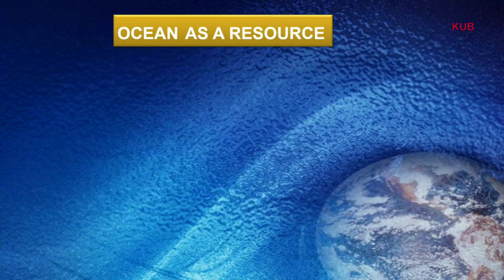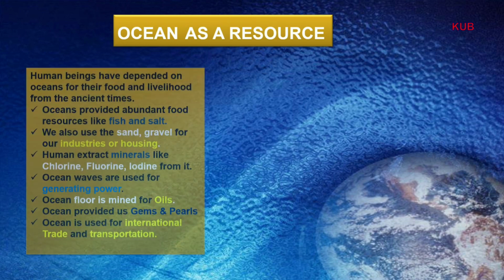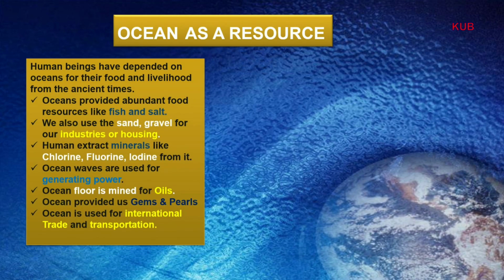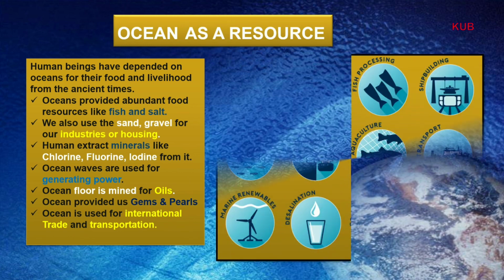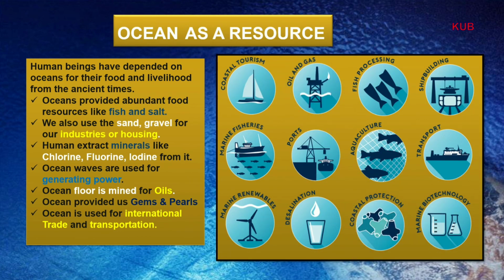Ocean as a resource. Let's discuss. Human beings have been dependent on oceans for their food and livelihood from ancient times. The ocean provides abundant food resources like fish and salt. We also use sand and gravel for our industries and housing. Humans extract minerals like chlorine, fluorine, and iodine from the ocean. Ocean waves are also used for generating power. The ocean floor is mined for oils, and the ocean provides us with gems and pearls. The ocean is also used for international trade and transportation.